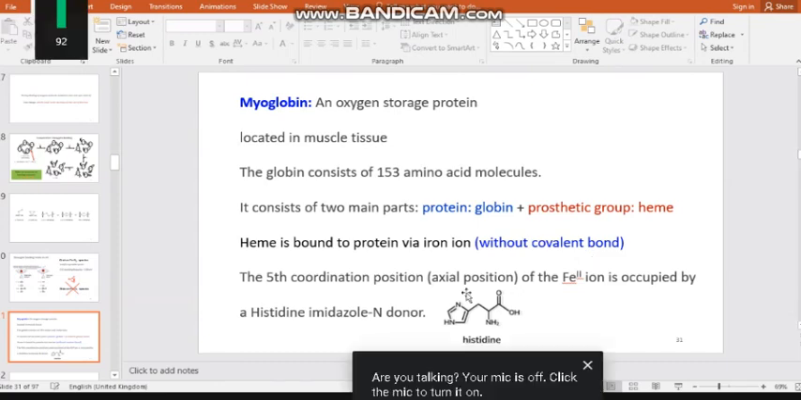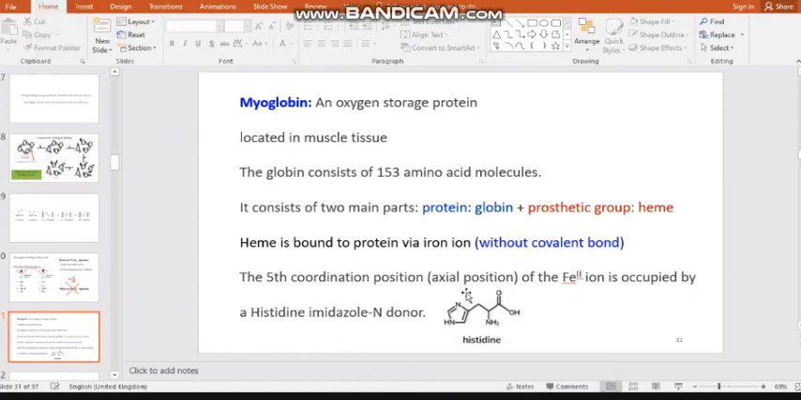So the heme and the protein interaction is not a covalent interaction. It is slightly like what we have seen in the case of our hemoglobin. Likewise, here also the interaction is not covalent. It is simply the wrapping of the active site part. That thing we have to keep in our mind.